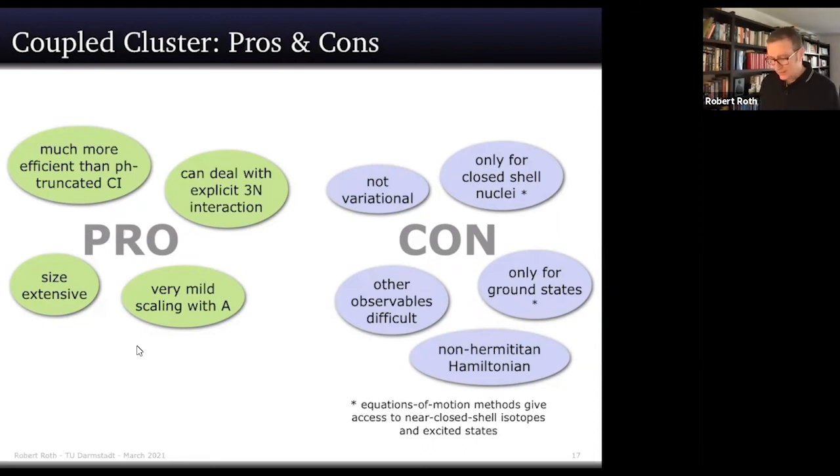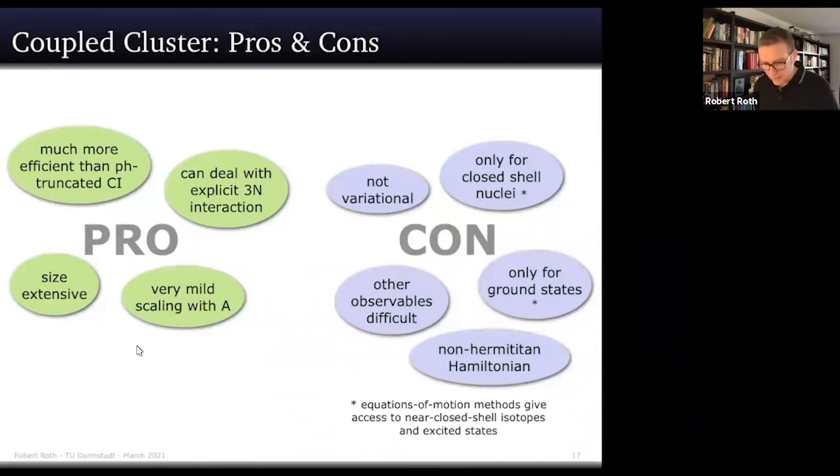There are obvious disadvantages. It's not variational. Well, that's a minor detail, I would say. The major limitations are that, number one, the formulation I discussed only gives you the ground state, and it only gives you the ground state energy. So going to excited states or to different observables, you have to do extra work. And since you only start with a reference state, which is a single Slater determinant, that is meaningful only for closed shell nuclei. If you want to go to some open shell nucleus, you have to do extra work.